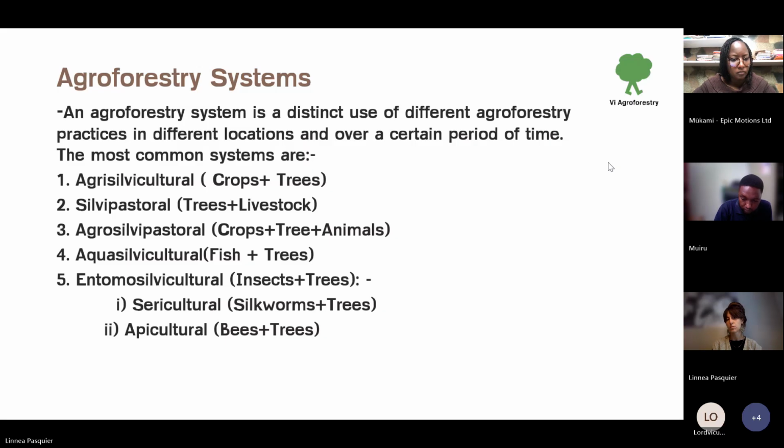Then we have entomosilvicultural, where farmers are having the trees and the insects. The insects feed on the leaves of these trees. Like I've given two examples, sericultural, whereas we have those silkworms and the mulberry trees, and apicultural, where we have bees and trees.